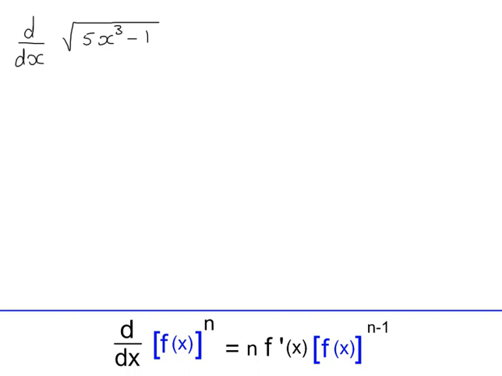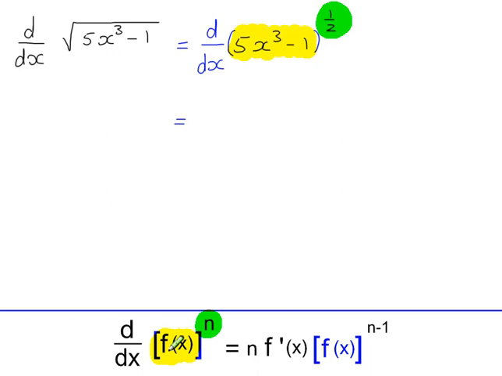Differentiating the square root of 5x cubed minus 1. So rewriting this in index form gives us 5x cubed minus 1 to the power of half. So we're going to differentiate this. So using the result below, the function inside the brackets is 5x cubed minus 1, and the power is a half.